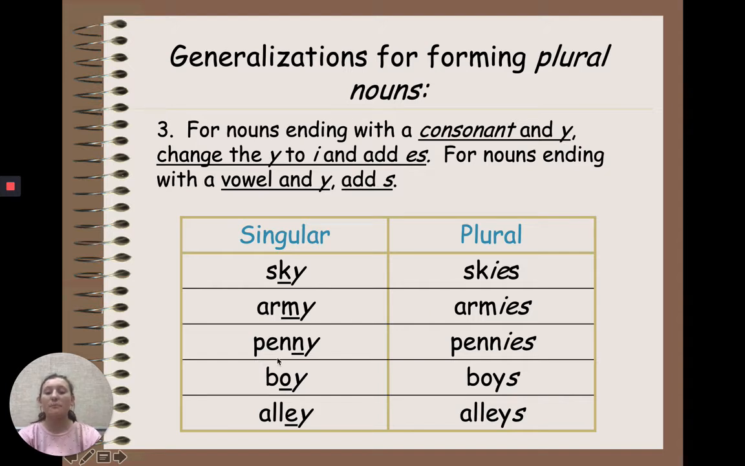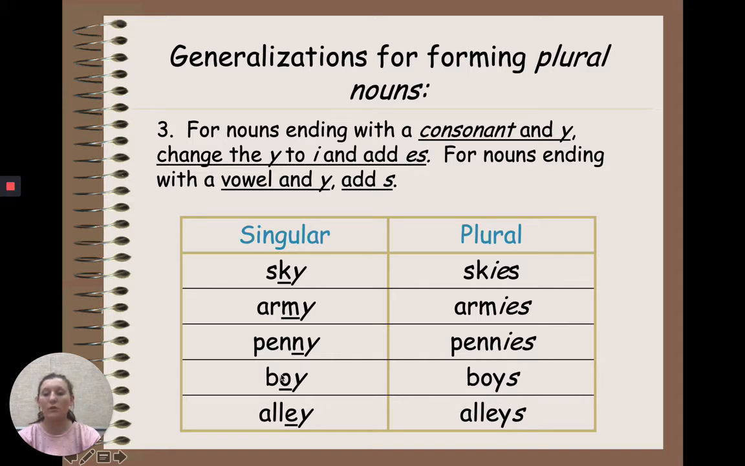So next we have penny. So again, we have the consonant ending the word with a Y. So we got to take off the Y, make it an I, and then add ES on. So we go from penny to pennies. All right, now we have boy.